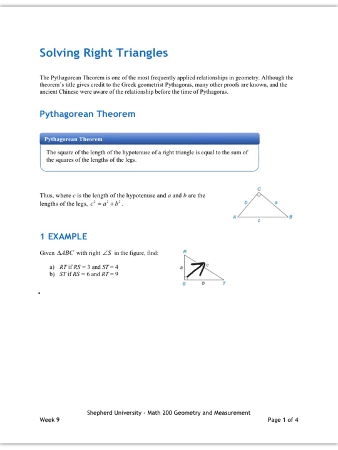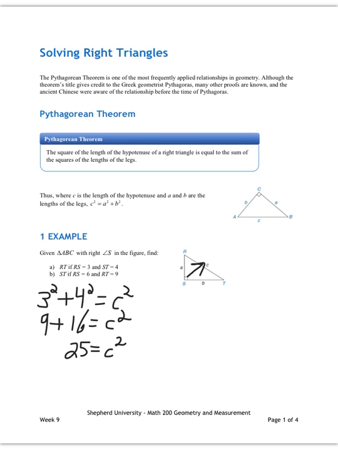That means that A squared plus B squared equals C squared. Or 9 plus 16 equals C squared. To get C by itself without the square, we'll take the square root of both sides. I'm going to assume just the positive answer since we're working with distance. So C is equal to 5 in this example.